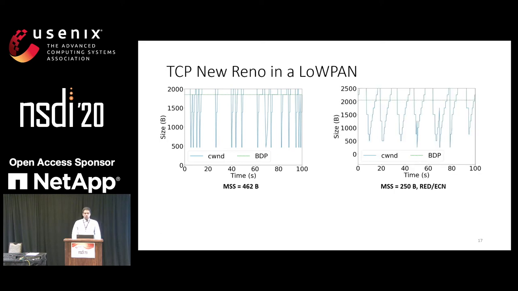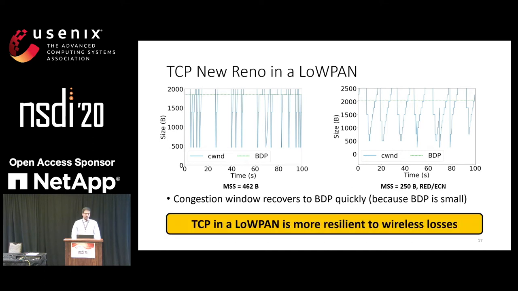And in that case, we see a graph that's more reminiscent of the canonical sawtooth curve, but the congestion window is still able to recover pretty quickly from packet loss, and you still spend a significant amount of time operating at a full window. So our overall observation here is that the congestion window is able to recover to the bandwidth delay product quickly because the BDP is small. And as a result, TCP in a low-power network is more resilient to wireless losses than it might be in other kinds of wireless networks that operate at higher bandwidth.